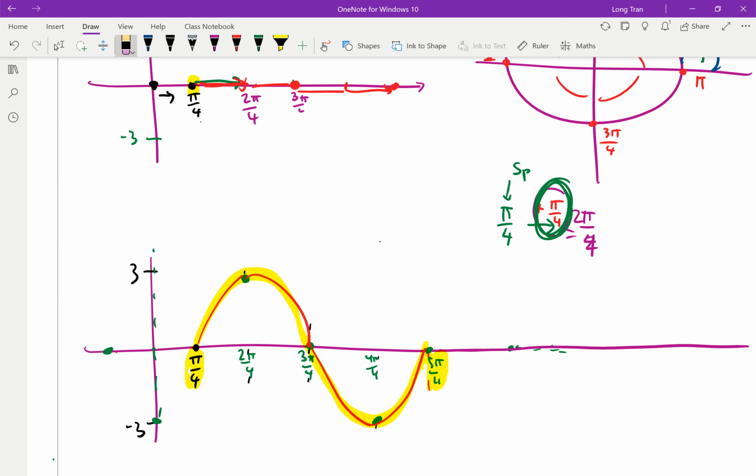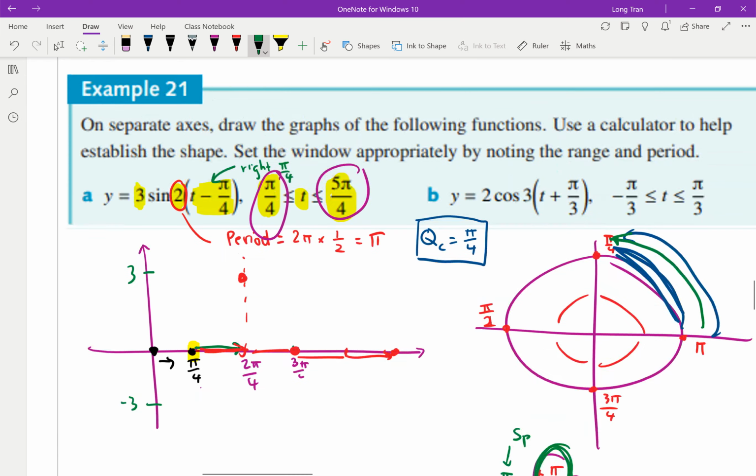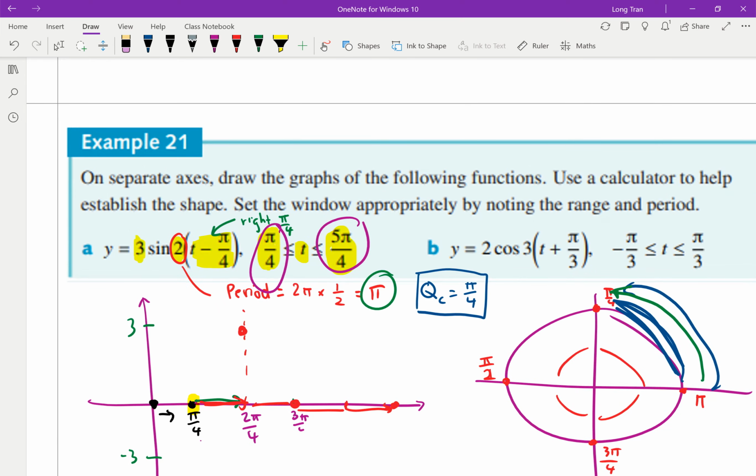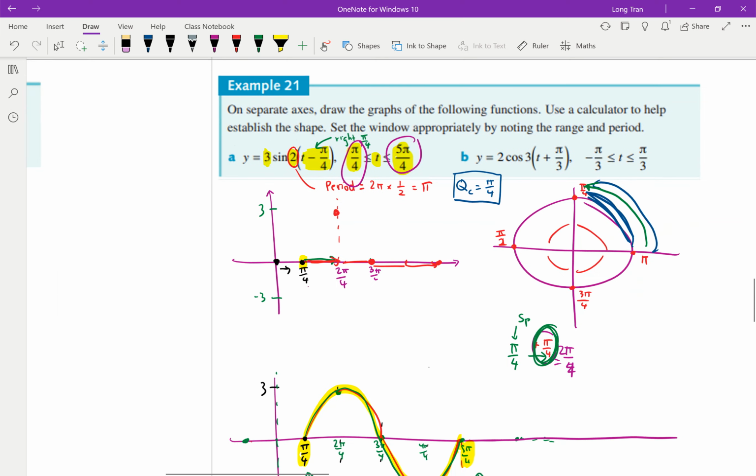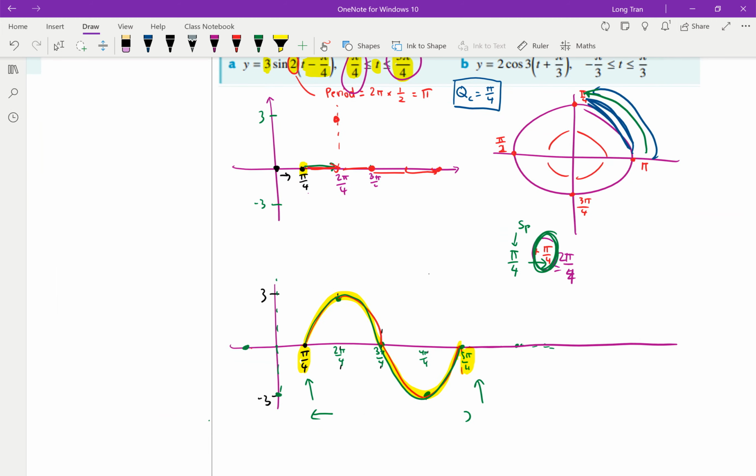There you go. That's my graph from pi on 4 to 5 pi on 4. And it happens to give me a nice full graph that goes a period of pi. From pi on 4 all the way to 5 pi on 4 is actually a period of pi, which remember, we said the period was pi. That's why it works out nicely. So this question that I just did is actually a nice problem.